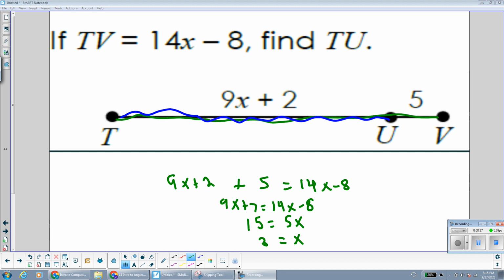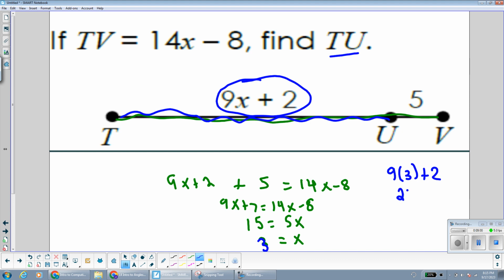But make sure you read the question carefully. Here the question is not asking you for the x value. The question is asking you to find the length of TU. TU is represented as 9x plus 2. So we actually have to take our x value and substitute it into 9x plus 2 to see what it is. So we have 9 times 3 plus 2. That's 27 plus 2, which is 29. So 29 is the actual length of TU.